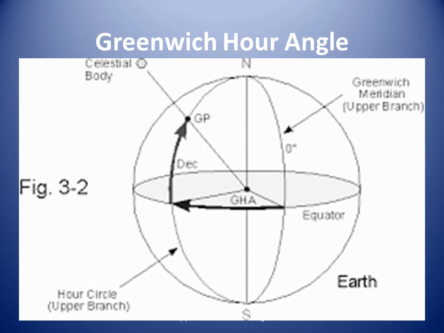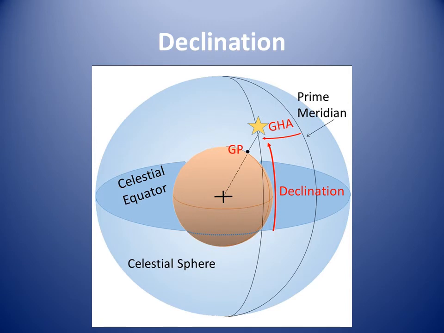Just as we projected our position to the celestial sphere as our zenith, similarly we can project the prime meridian to the celestial sphere. Now our zenith is the same amount of degrees from the prime meridian as our longitude. So celestial bodies each have a celestial longitude called its Greenwich hour angle, or GHA. Similarly, we can project the equator to the celestial sphere. Now our zenith is the same amount of degrees from the equator as our latitude. So celestial bodies each have a celestial latitude called its declination.